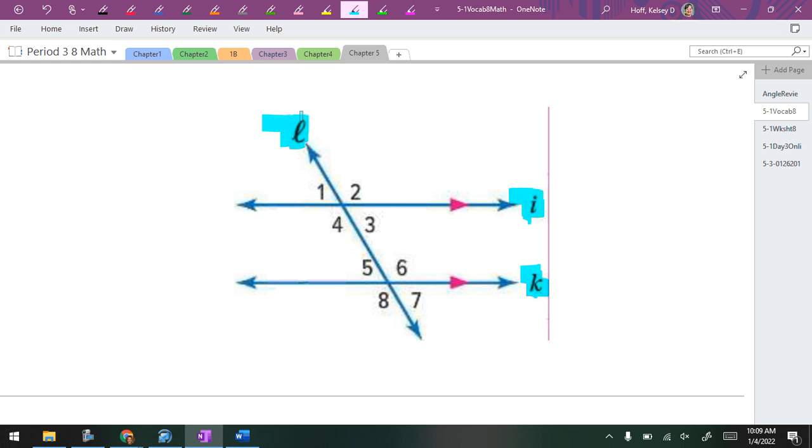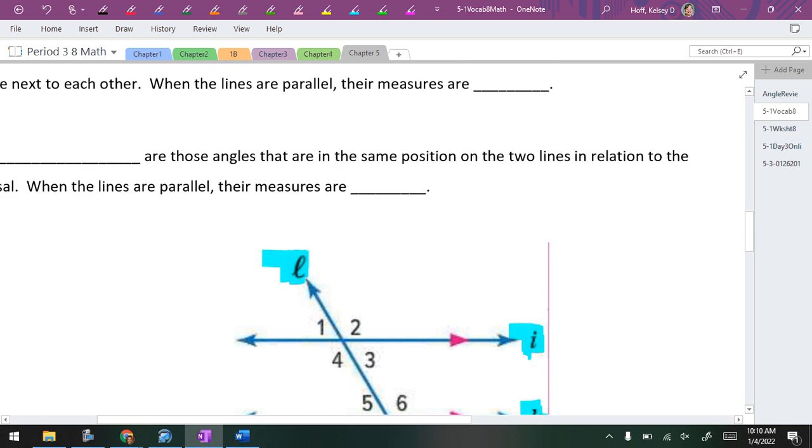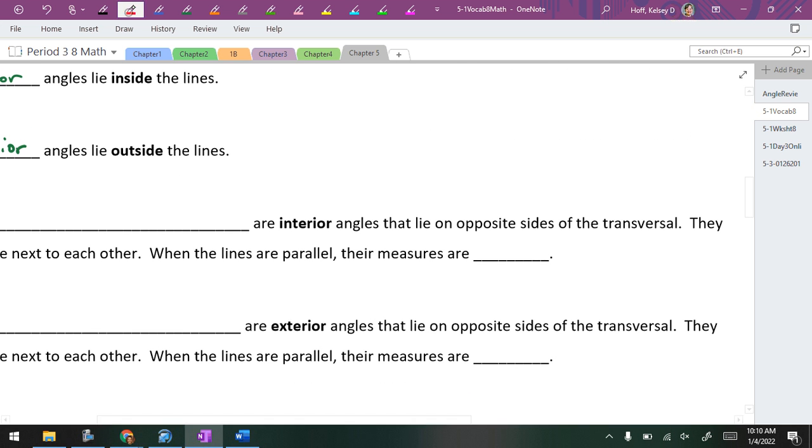That's your transversal. Now, interior angles lie in between the other two lines. Not talking about the transversal, but talking about I and K. Which angles are interior angles? 3, 4, 5, and 6. Everybody follow what she just said there? 3, 4, 5, and 6. Let's write that down just so we remember. 3, 4, 5, and 6. Because they're inside those parallel lines.